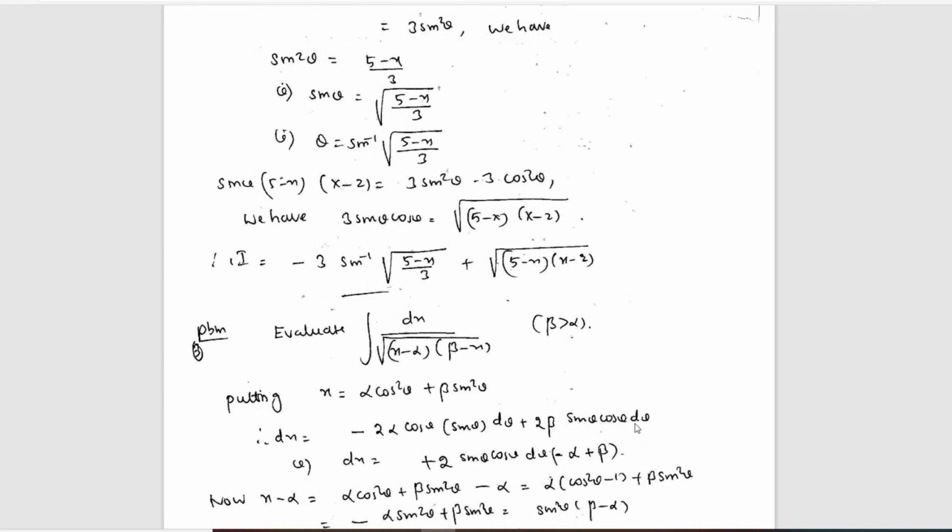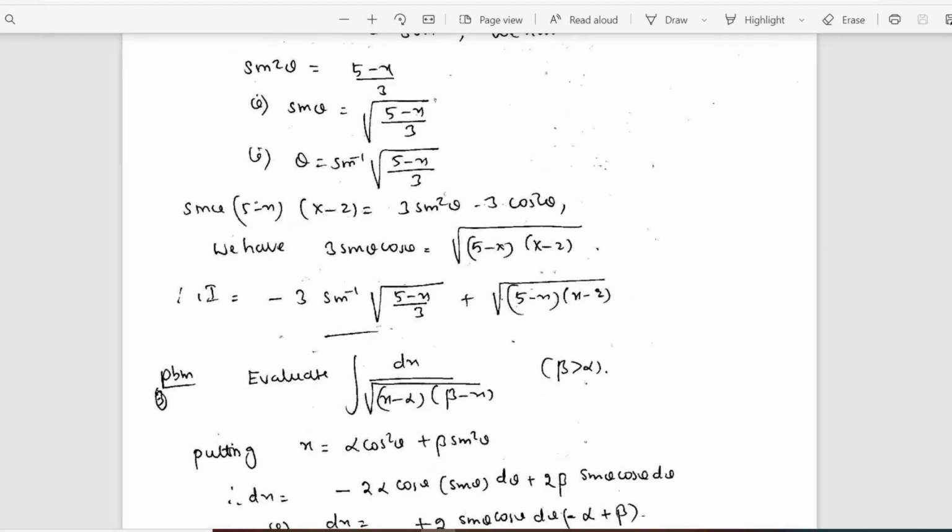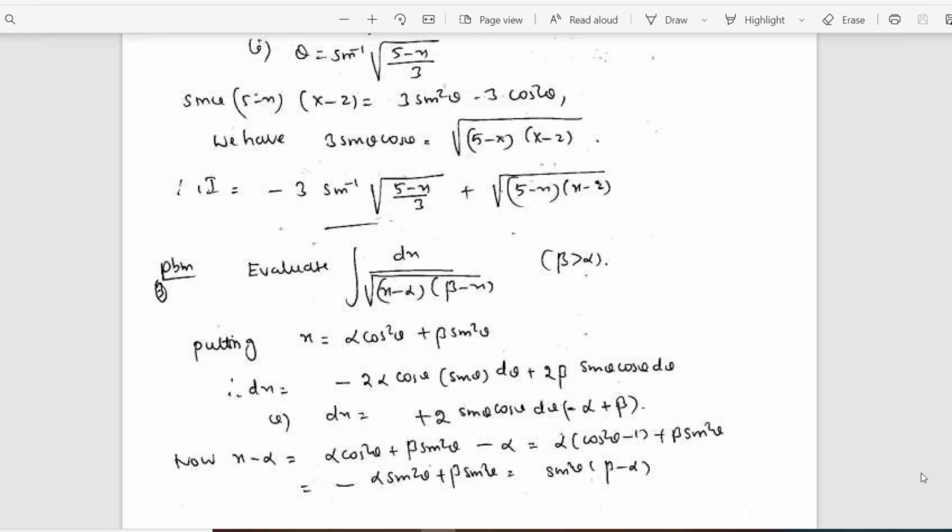Plus beta into differentiation of sin square is 2 sin theta, and differentiation of sin theta is cos theta d theta. So what is dx? Dx is 2 sin theta cos theta d theta, which is common from these two expressions.